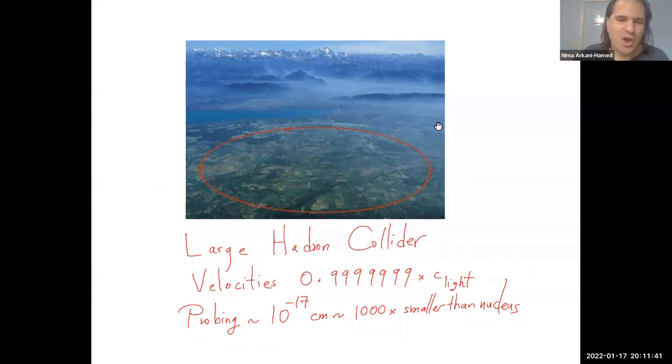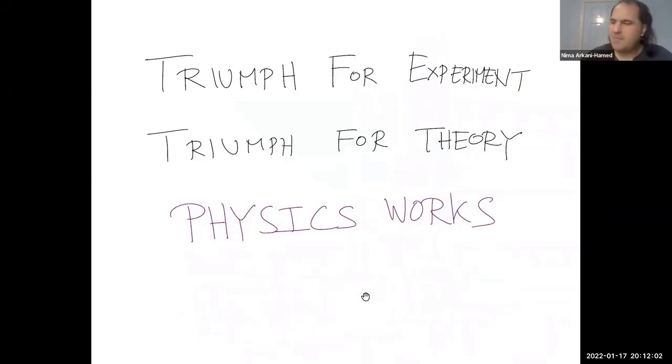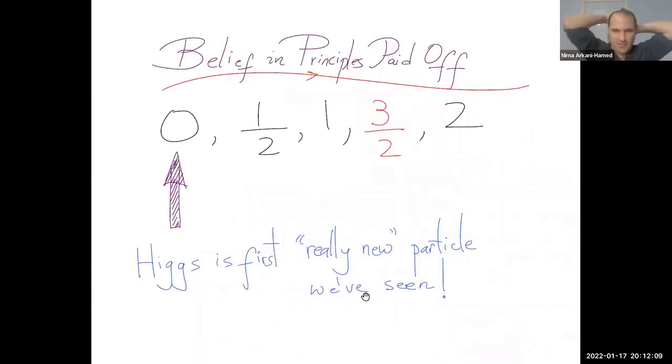And famously, 10 years ago, on July 4th, 2012, the Higgs particle was discovered at the Large Hadron Collider, where protons are collided at 0.9999999 times the speed of light, probing distances around 1,000 times smaller than the nucleus of the atom. And I won't explain this plot, but there it is. It was a triumph for experiment, a triumph for theory, and an indication that these basic fundamental principles of space-time and quantum mechanics work. And that's why the Higgs is such an exciting particle.